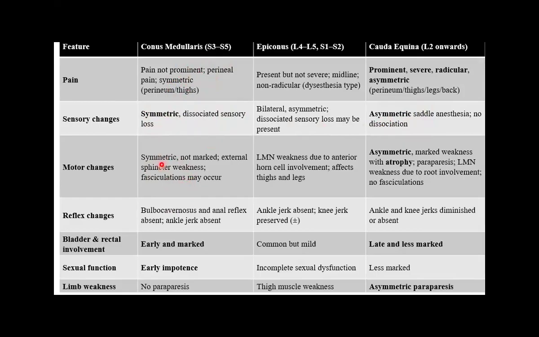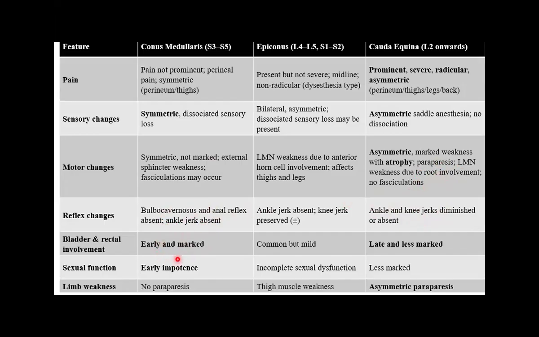The motor loss will also be symmetric, and not that marked, with external sphincter weakness seen in conus medullaris, whereas asymmetric marked weakness with atrophy, paraparesis and LMN weakness due to root involvement is seen with the cauda equina. In reflexes, mainly the bulbocavernous and anal reflex will be absent, and ankle jerk will be absent in conus medullaris. And in cauda equina, ankle and knee jerk will be diminished or absent.